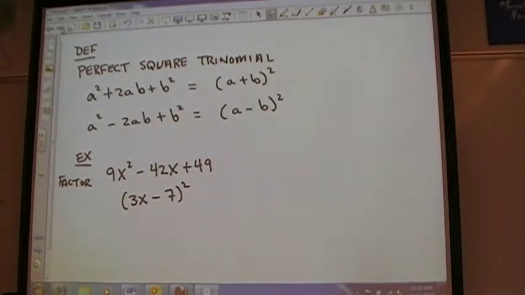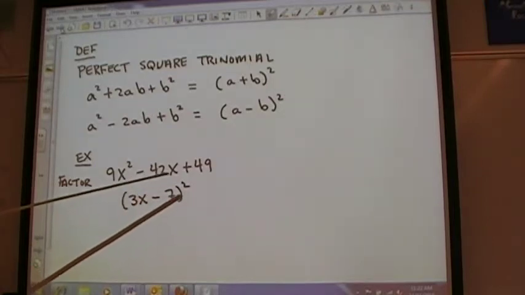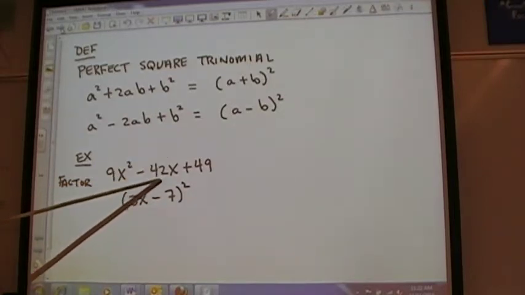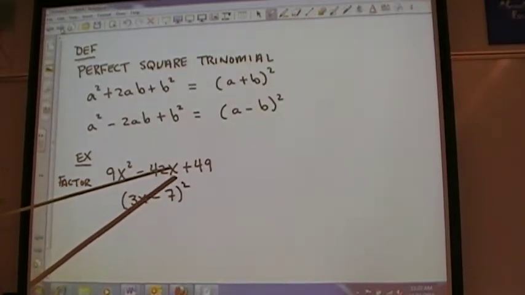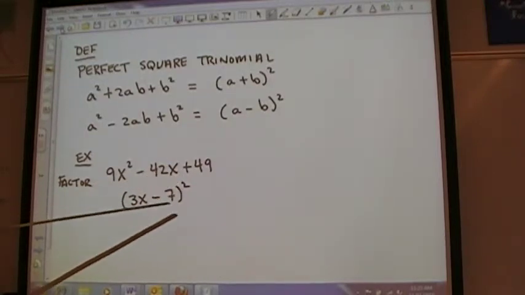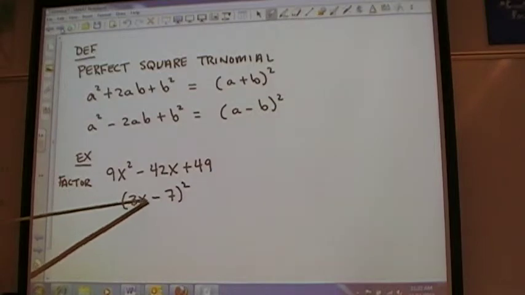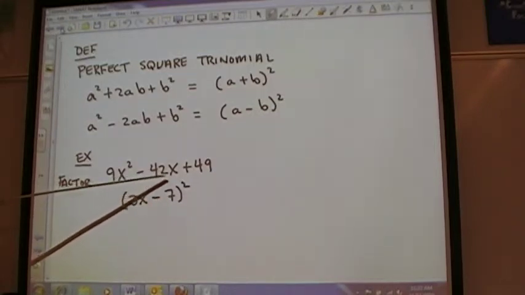So if you were to write that out as 3x minus 7 times 3x minus 7, FOIL it, and you should get 9x squared minus 42x plus 49. But you need to be careful. I may give you a problem, or the book may give you a problem. They might try to trick you. They might make this 41x, which means it's not factorable. So it's important to check your work. When I FOIL this out, I should get 42x in this case.